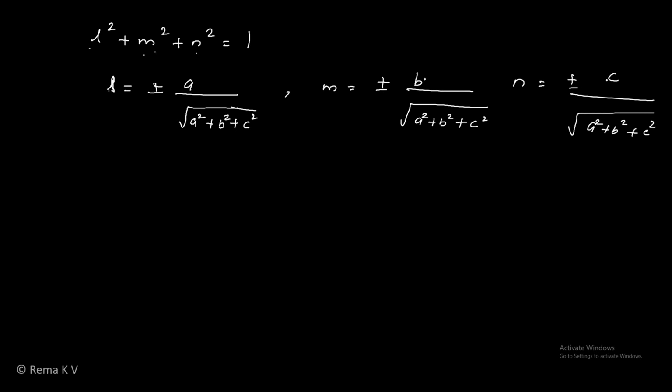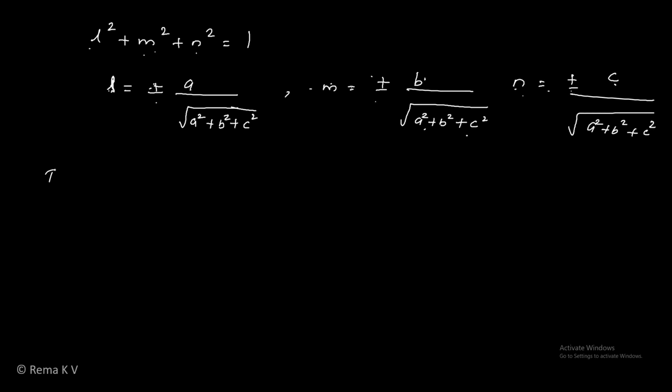a, b and c are the direction ratios. To find the direction cosines from them, we have to find l equal to plus or minus a divided by root of a square plus b square plus c square, m equal to plus or minus b divided by root of a square plus b square plus c square, and n equal to plus or minus c divided by root of a square plus b square plus c square. Okay.